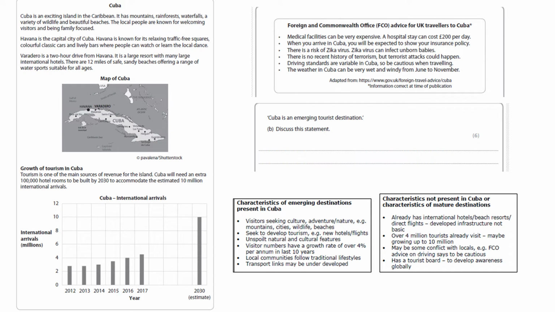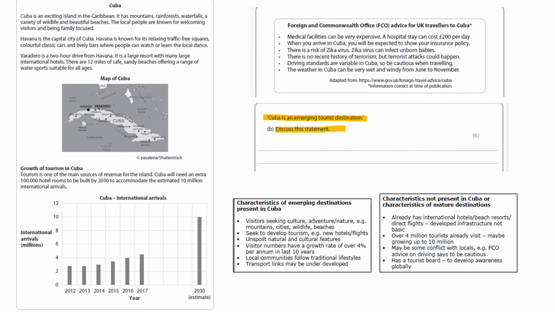It talks about Cuba being an emerging tourist destination. You'll notice I put the same information here. I'm not going to go back through it. Now, emerging tourist destination basically means like a brand new one. It's got hardly any tourists. So lots of nature, lots of unspoiled wildlife. The locals haven't really geared up for tourism. Now, it says, discuss this statement.